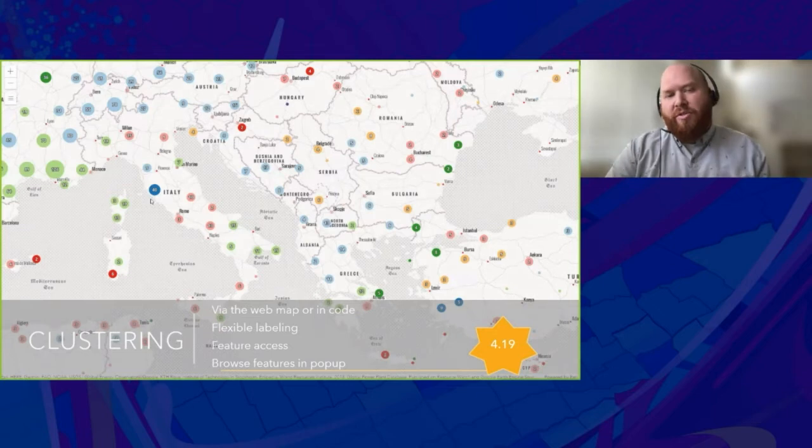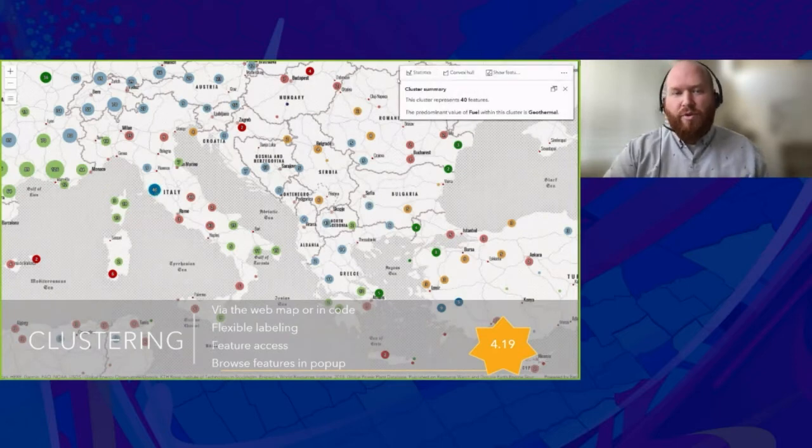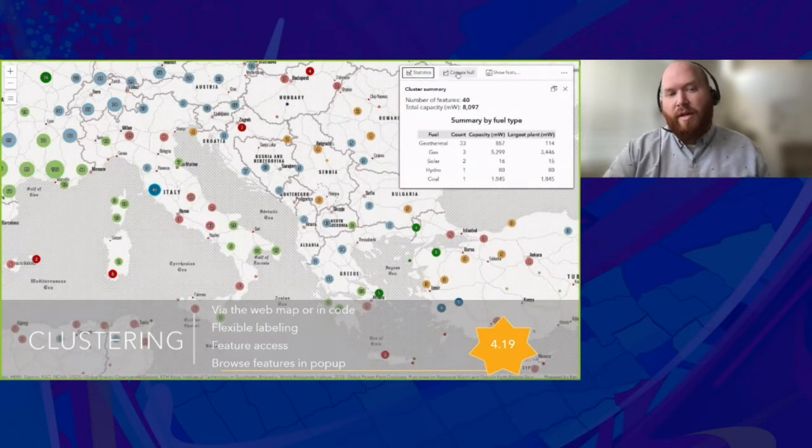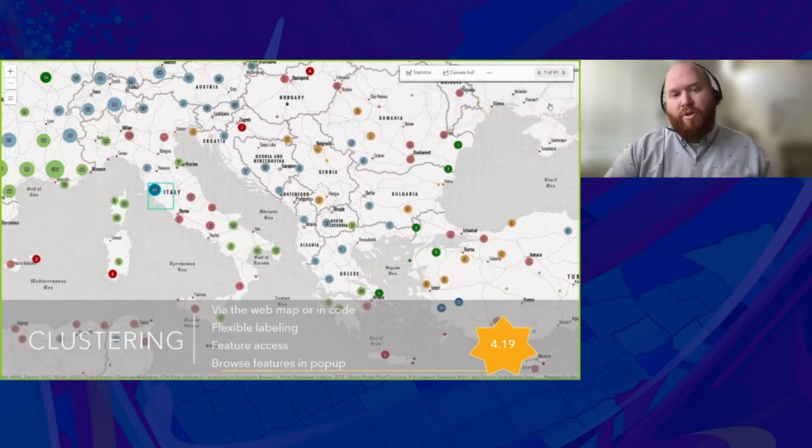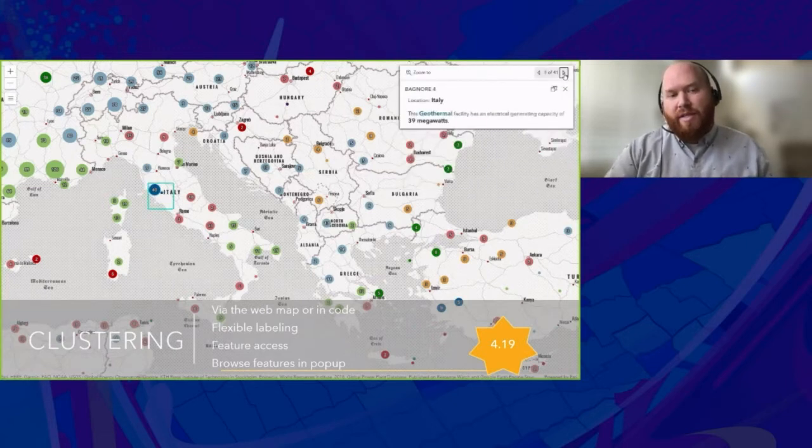And another way to visualize your data is by using point clustering. This is a way of reducing clutter in your visualization. So if you have hundreds, thousands, or even hundreds of thousands of points, you can enable clustering and it will group them spatially in ways that make sense. So clustering has been supported for a few years now, but within the last year, we added things such as labels.